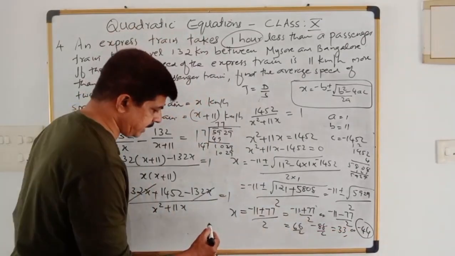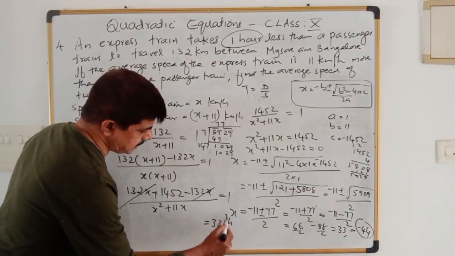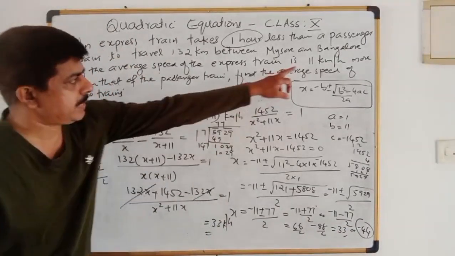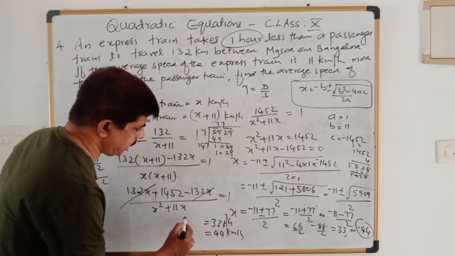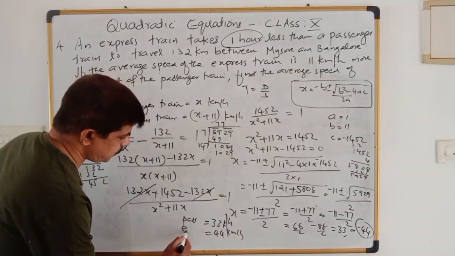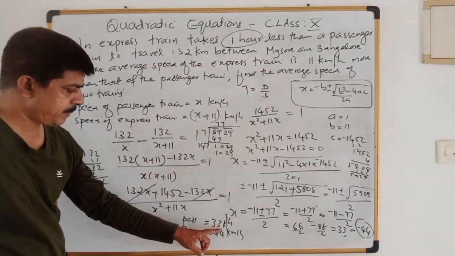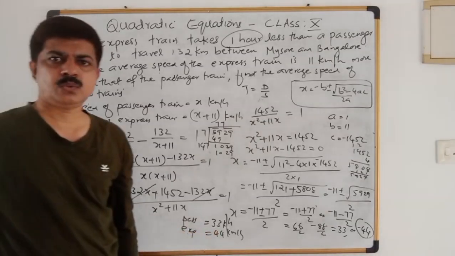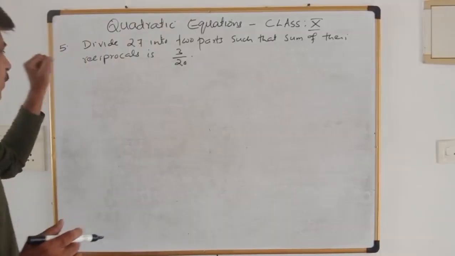So we take the speed of the passenger train, 33 km per hour. Speed of the express train is 11 km per hour more, so the express train speed is 44 km per hour. So these are the speeds of the two trains. Clear? Okay, now we are going to discuss fifth question.